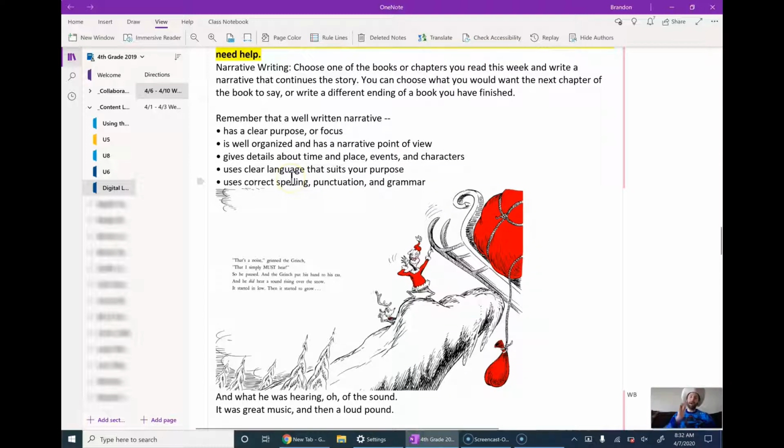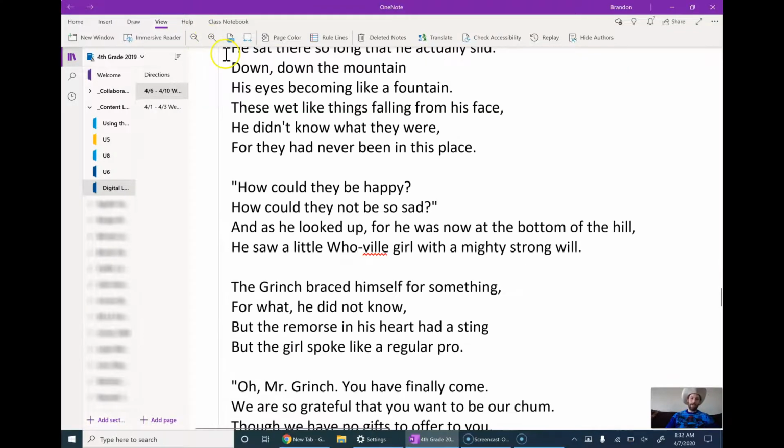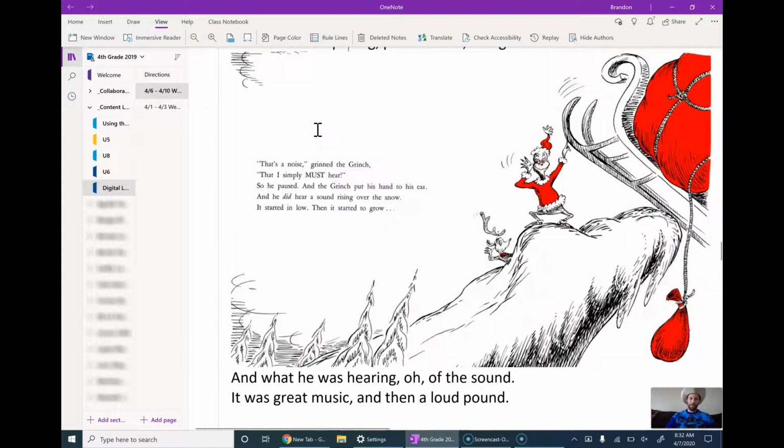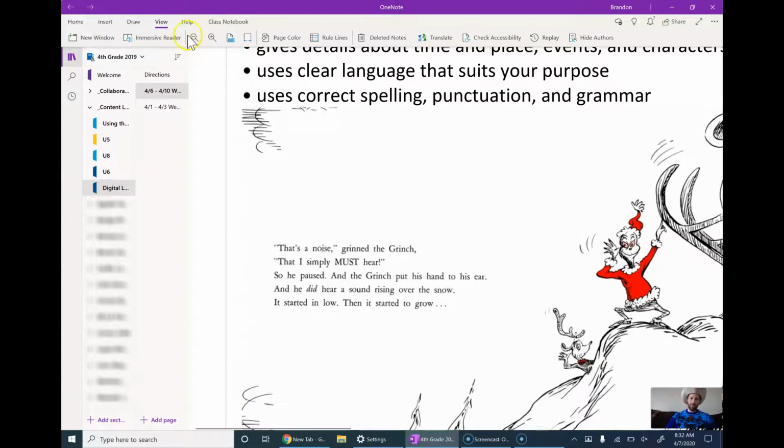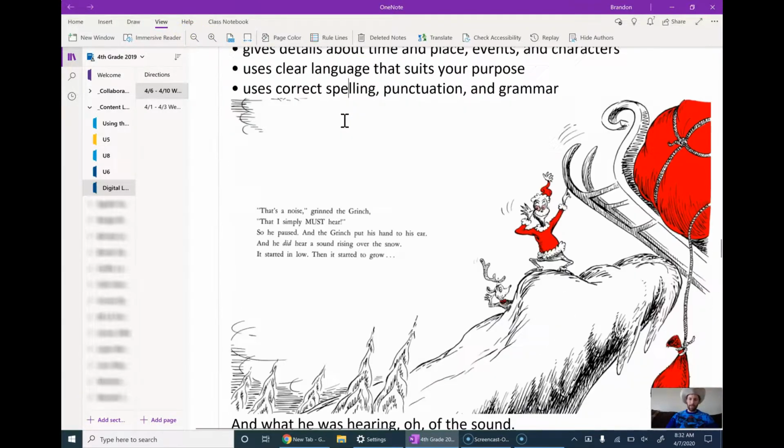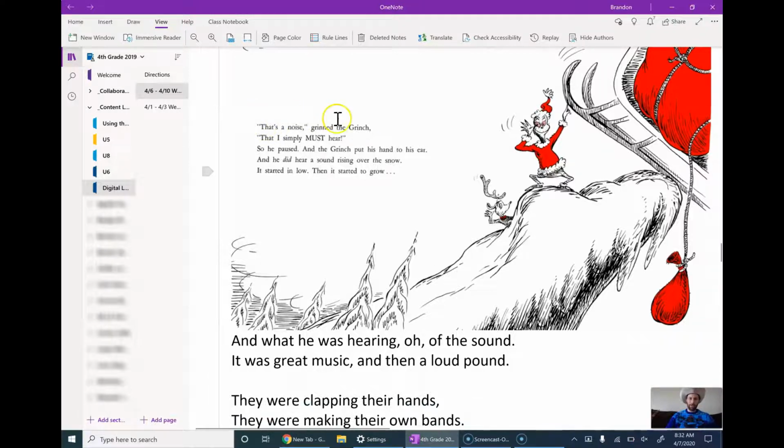So the story I read was because Samuel read it last week, and I was like, that's a good story to read since it snowed yesterday. It is The Grinch Who Stole Christmas. So this is where my story picks up. And then I rewrote the ending. So my story picks up right here.